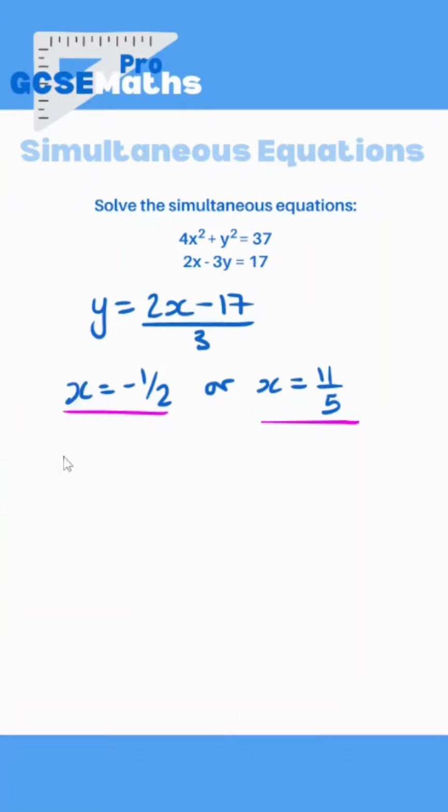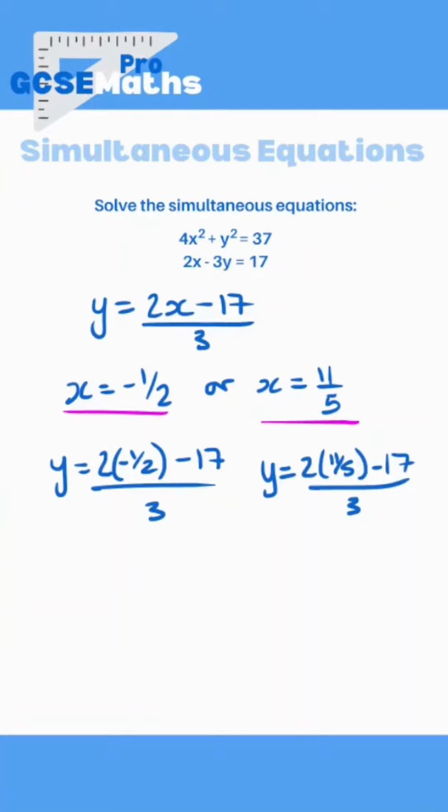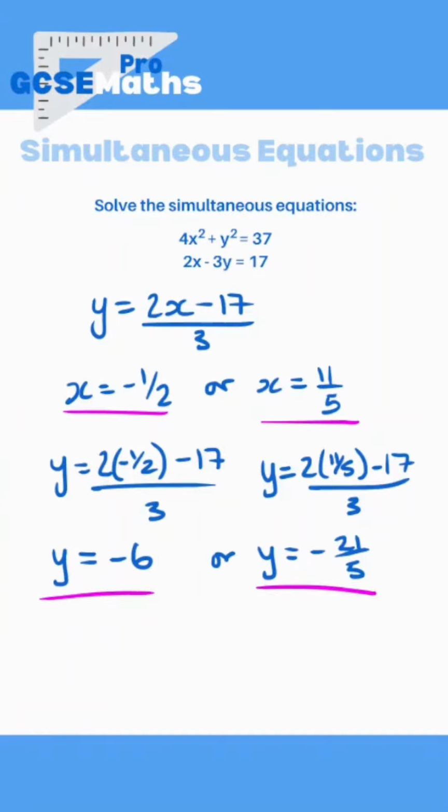So for the first one, we get y equals 2 times minus a half, minus 17 over 3. And for the second, we get 2 times 11 over 5, minus 17 over 3. So the first value of y is minus 6, and the second is minus 21 over 5. So there are my 4 solutions to the simultaneous equations.